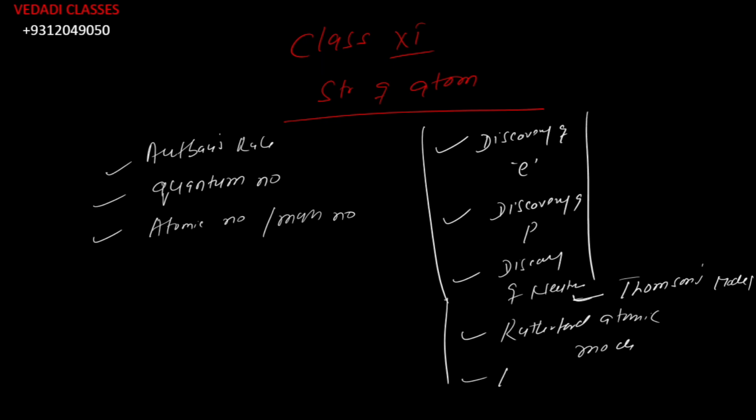And if we have time, because I will try to make a video of 1 hour only, so it will be convenient for you to study. So if we get the time, then we will study the Bohr's atomic model. So have a look here. Let's start with the discovery of electron. Discovery of electron was done by J.J. Thomson.